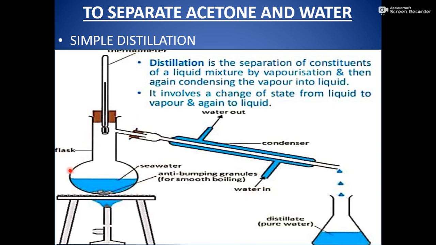This is the distillation flask in which we will keep the mixture which contains two or more than two liquids. This is the thermometer to keep a close watch on the temperature. This is a delivery tube through which the vapors will pass. And this delivery tube is a special type of tube. There is a cover of another glass tube over it.